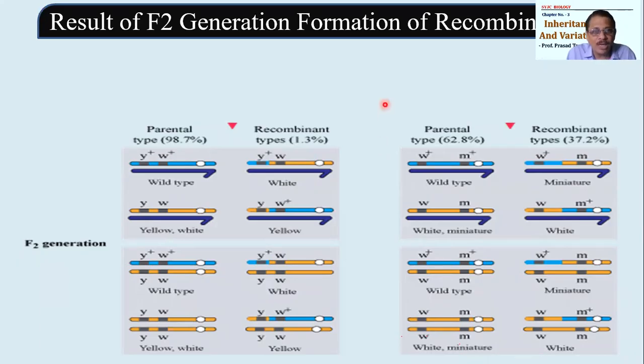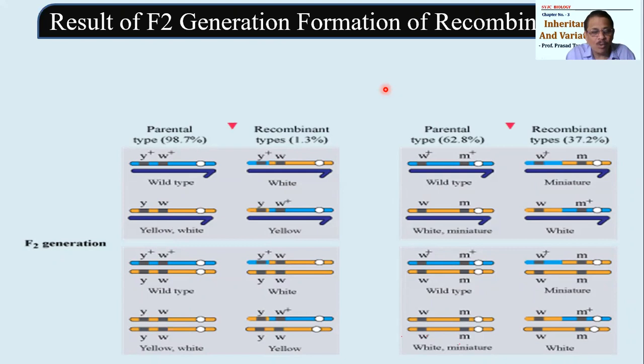When Mendel performed the dihybrid cross, he got dihybrid ratio as 9:3:3:1. 9 individuals were yellow round, 1 individual was green wrinkled. So this 9 plus 1 is equal to 10 individuals were showing parental characters, and 3 individuals which were yellow wrinkled and 3 individuals which were green round were showing recombinations.